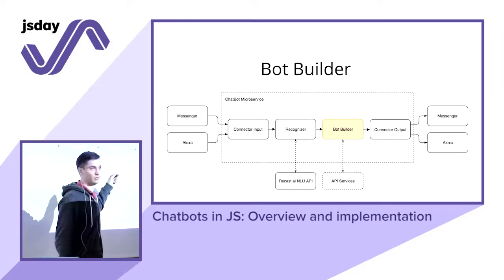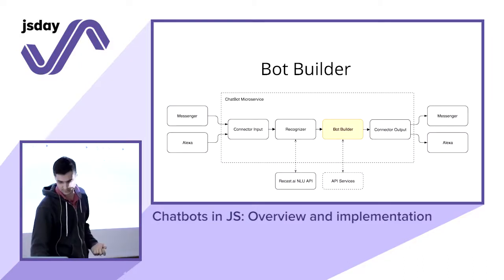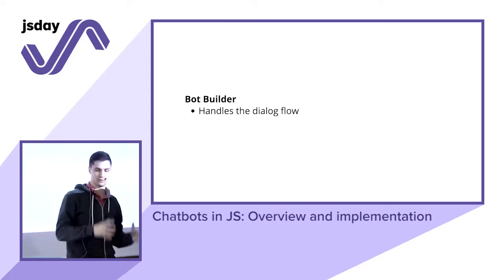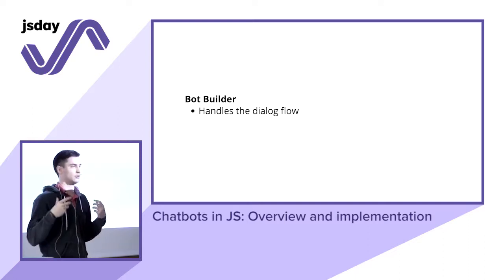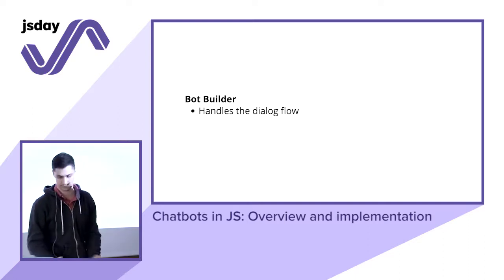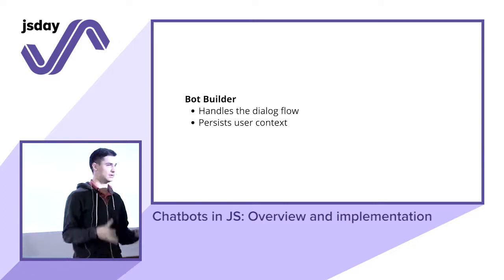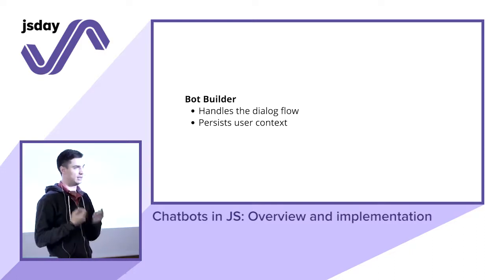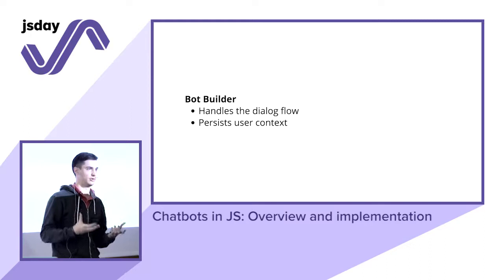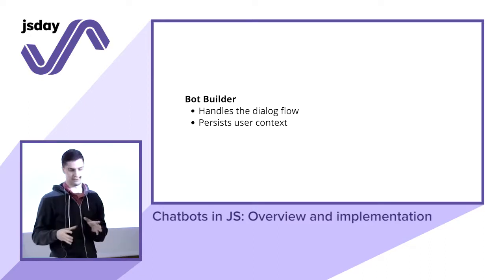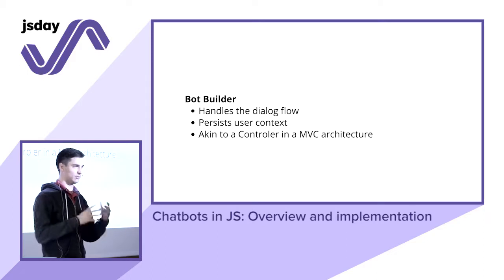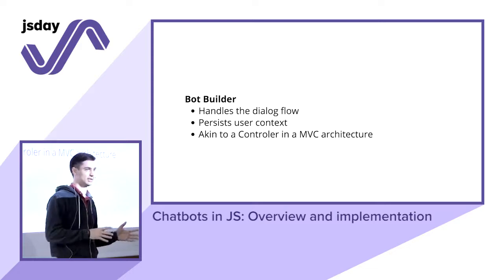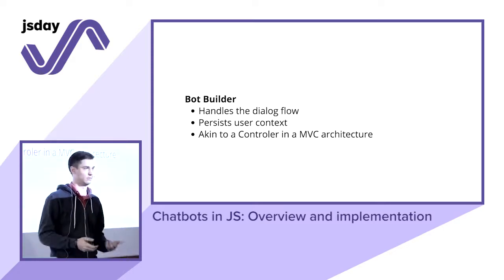Let's get to the bot builder, which is the main part of your bot application. A bot builder is here to handle your dialog flow, meaning routing your user in the conversation experience. It also persists the user context, meaning that you can store data on your user, and it is used to remember where your user's at within a conversation. If you want to compare it to something, for those of you who have built servers using model view controller architecture, this is a bit like the controller within such a model.